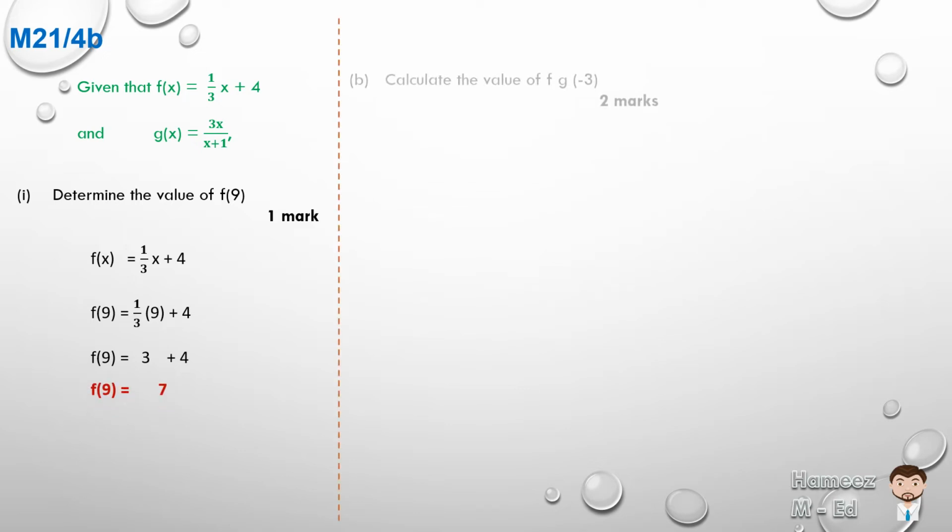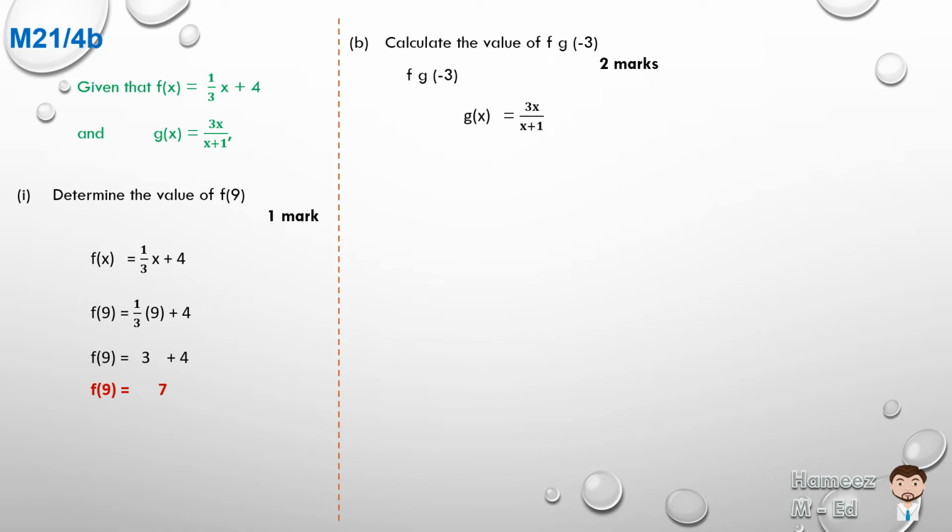Part B. Calculate the value of f of g of minus 3. So we have two functions. So this is called composite functions. So how do we solve for fg of minus 3? The first thing to do is to work out g of minus 3. So let's write the formula. g of x is equal to 3x over x plus 1.